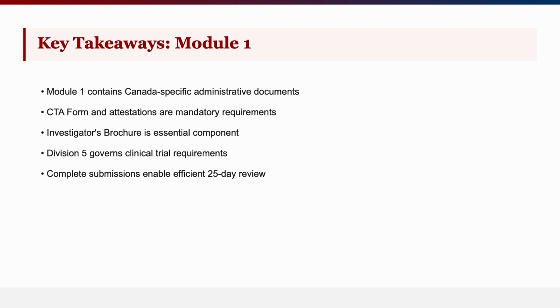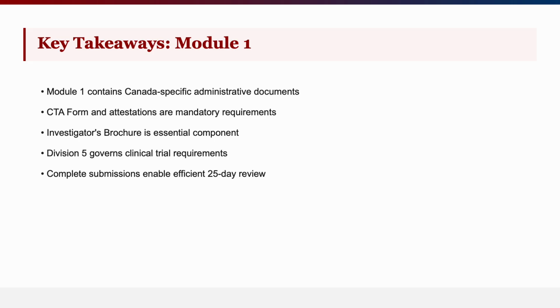The investigator's brochure is an essential component of every CTA. It provides investigators with the information they need to conduct the trials safely and must be kept current throughout development. Division 5 of the Food and Drug Regulations is the governing regulation for clinical trials in Canada. Understanding Division 5 requirements, including sponsor responsibilities, QI requirements, and REB oversight, is essential for compliance.